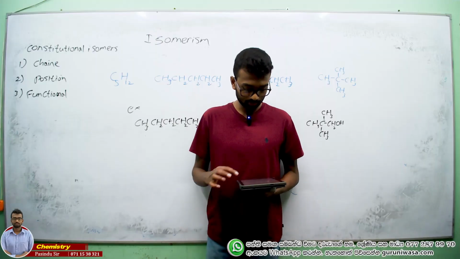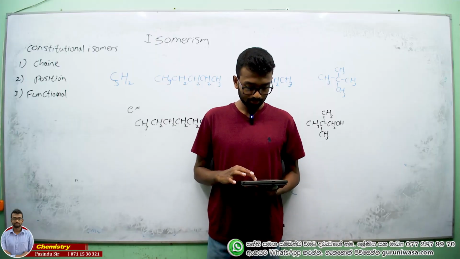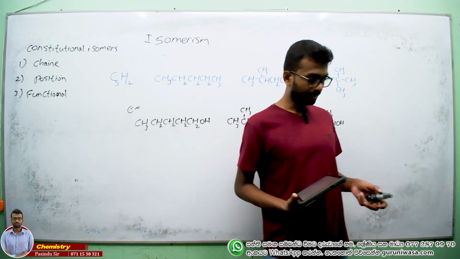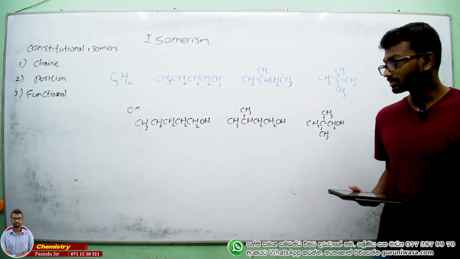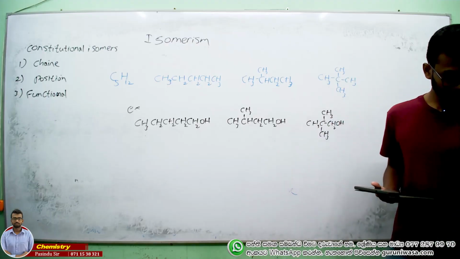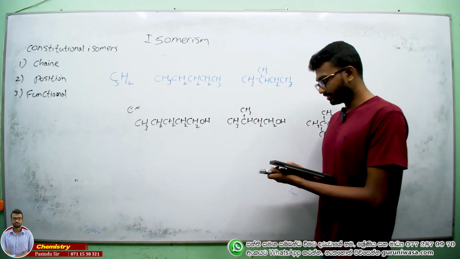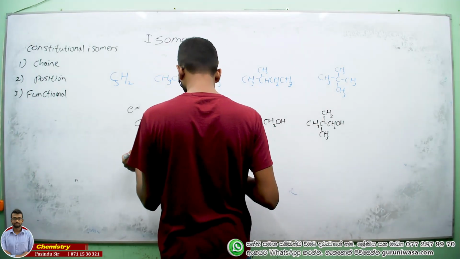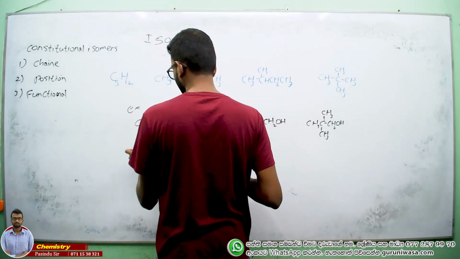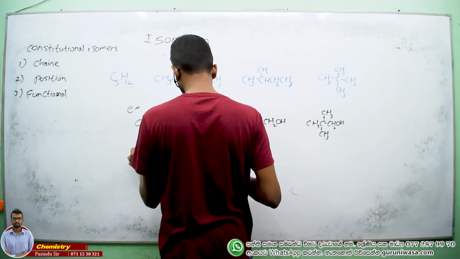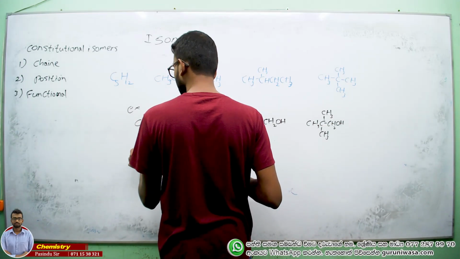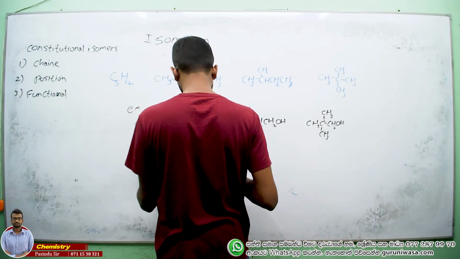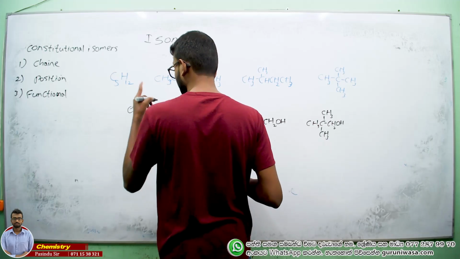Second one, position isomers. Write down position isomers. In position isomers, it will change the position of the functional group. That's why you call it position isomerism.